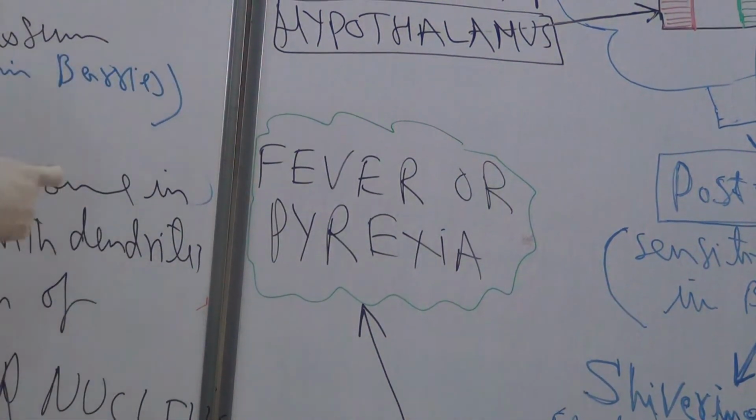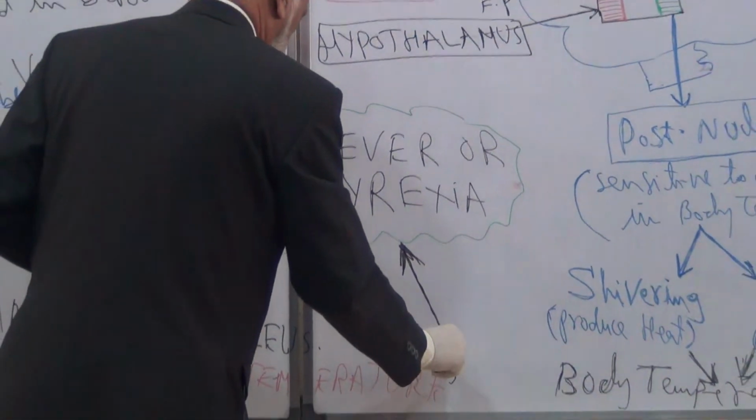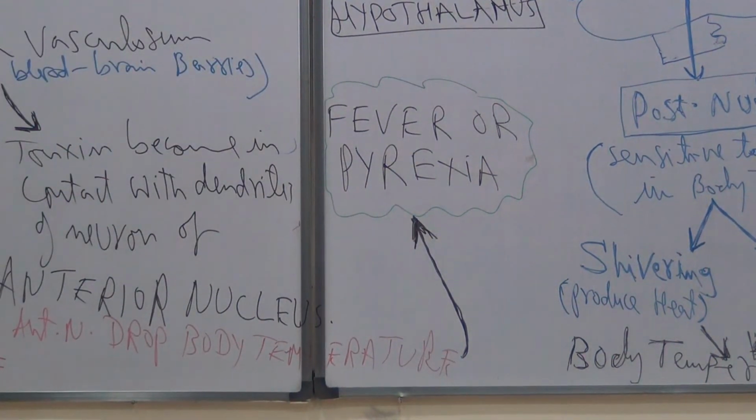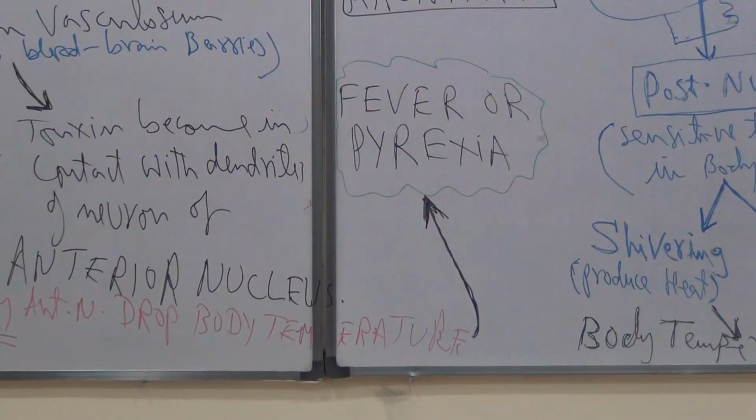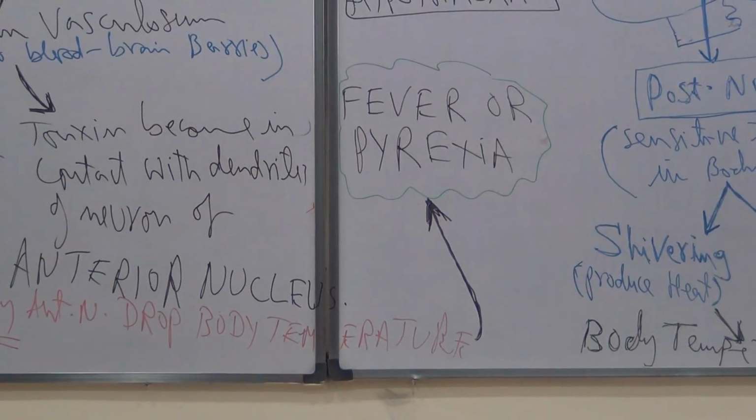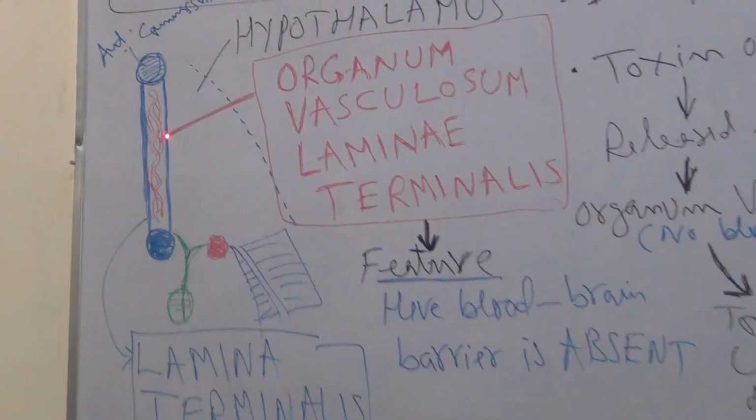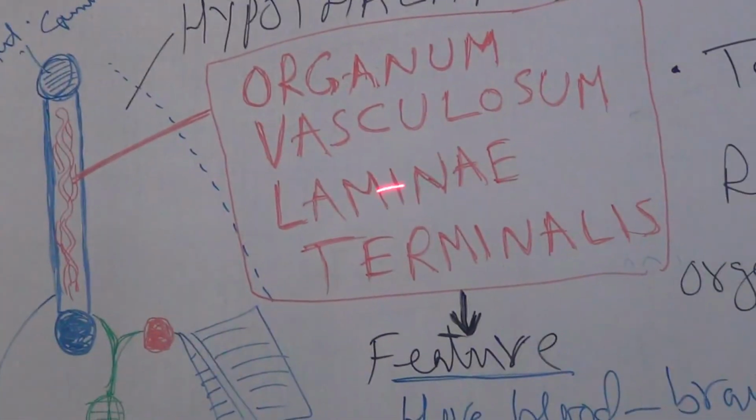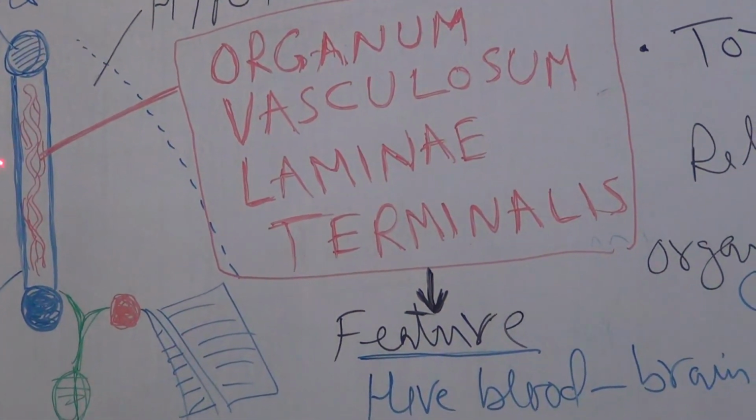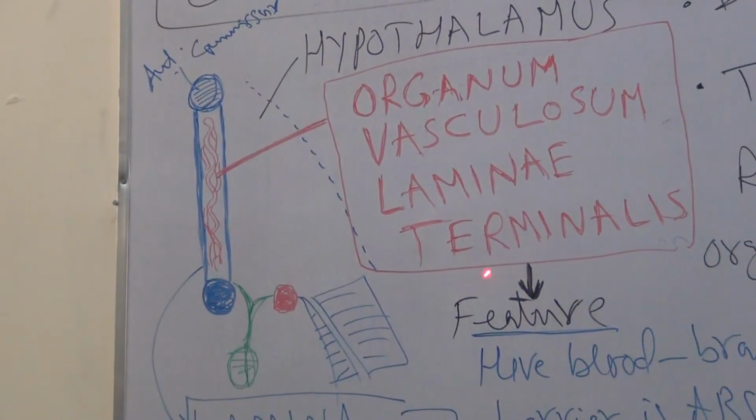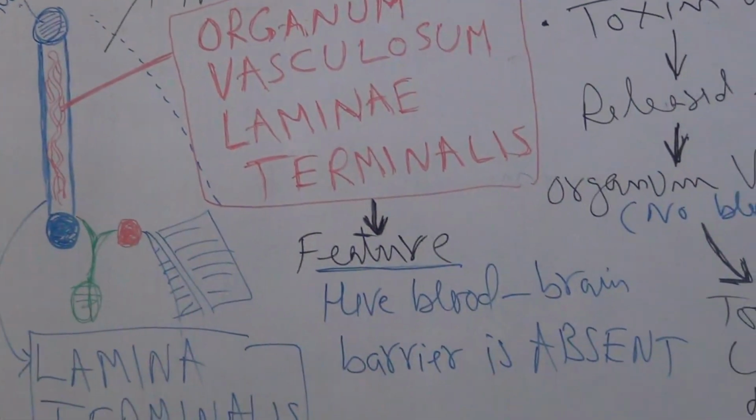This is how, in cases of infection, there is fever. So again I will repeat, in the lamina terminalis of the brain there is a bunch of blood vessels. It has a special name, organum vasculosum laminae terminalis. The important feature of these blood vessels in the lamina terminalis is that there is no blood-brain barrier.